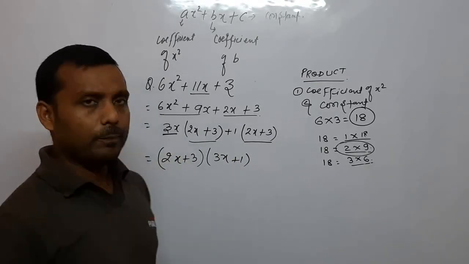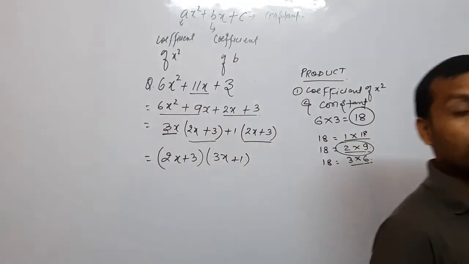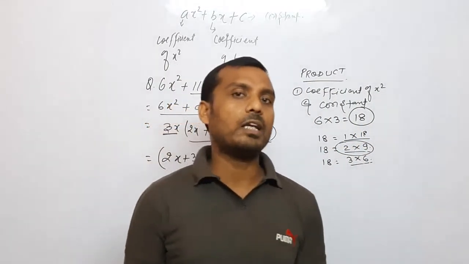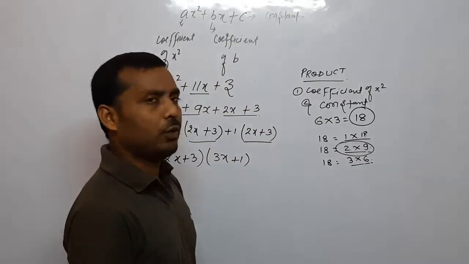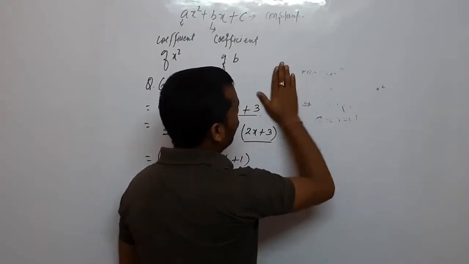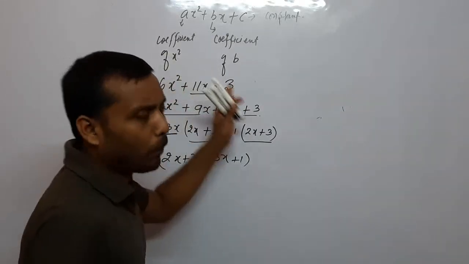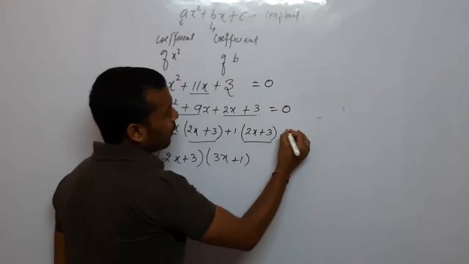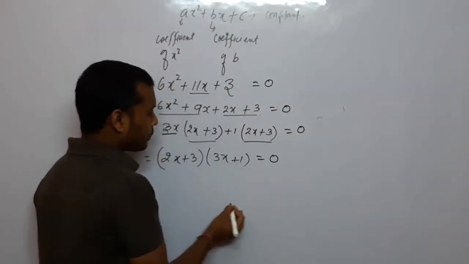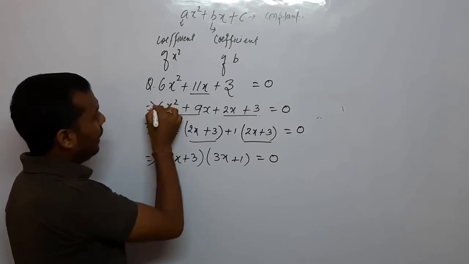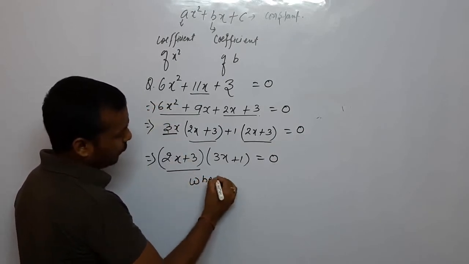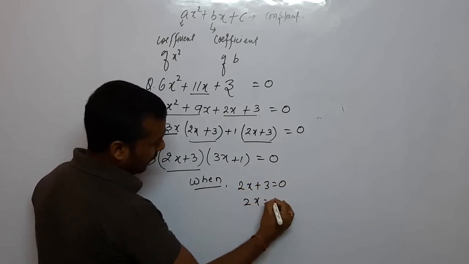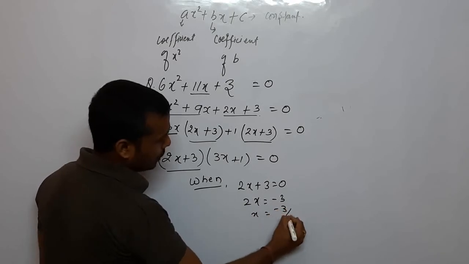So in this way we can do the factorization. And though we are told to find the value of x also, how will we determine the value of x? When we are told to determine the value of x, students, nothing to worry. Whatever the polynomial that is given to us, we just make it equal to 0. Like this, 2x plus 3 equal to 0, 2x equal to minus 3, x equal to minus 3 by 2.